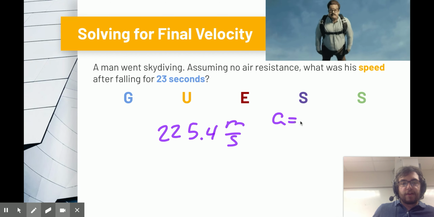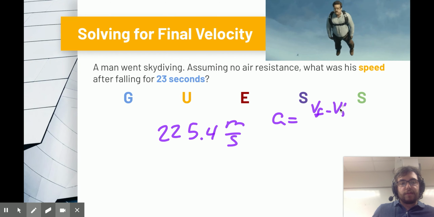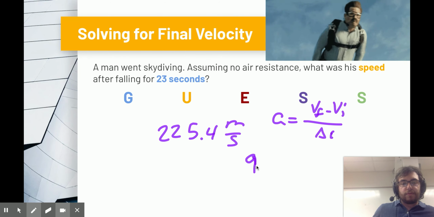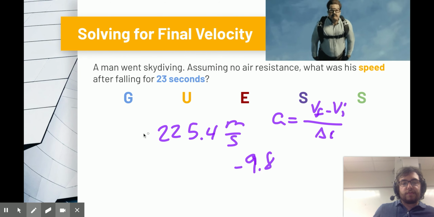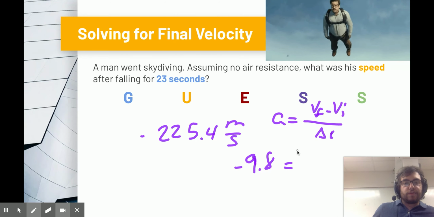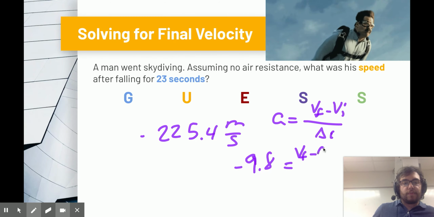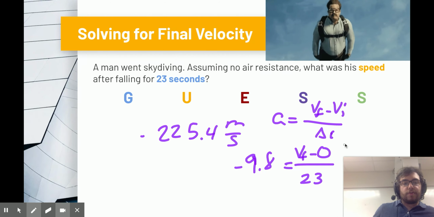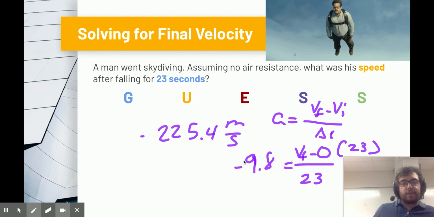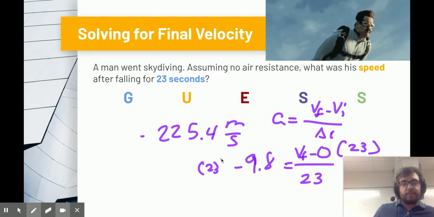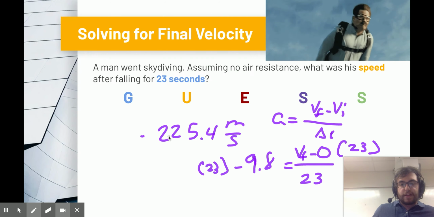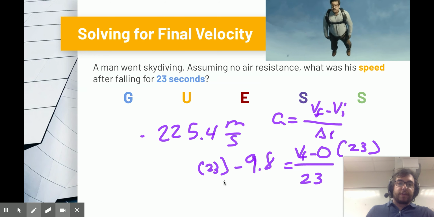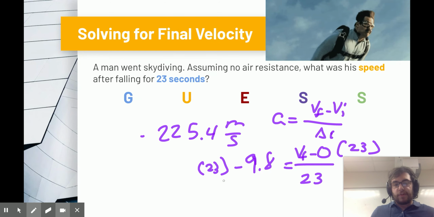If you're confused, I'm going to show this one last time. So we had our A is equal to VF minus VI divided by time. We plugged it in. So negative 9.8 is equal to VF minus 0 divided by 23. In order to get 23 over to the other side, we got to multiply both sides by 23. And that gives us our answer of negative 225.4. It is negative because we're falling down. If you just give me the number, you will be fine though.